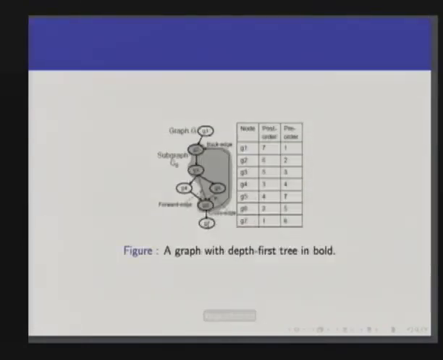So let us go through an example. Here we have a directed graph which is composed of 7 vertices, G1, G2, G3, and up till G7.